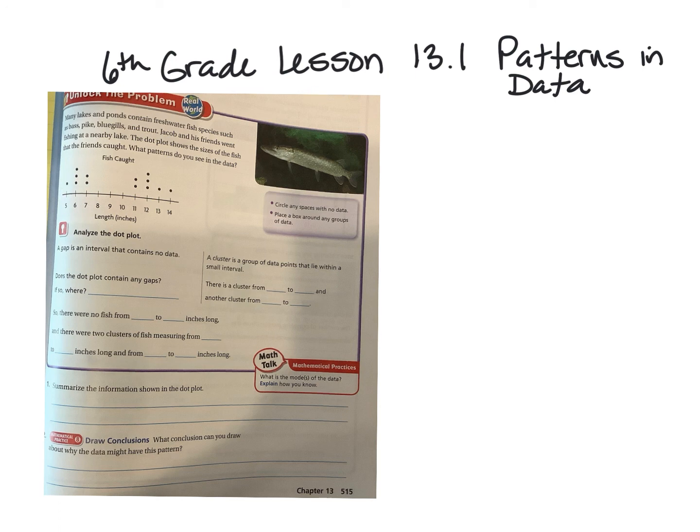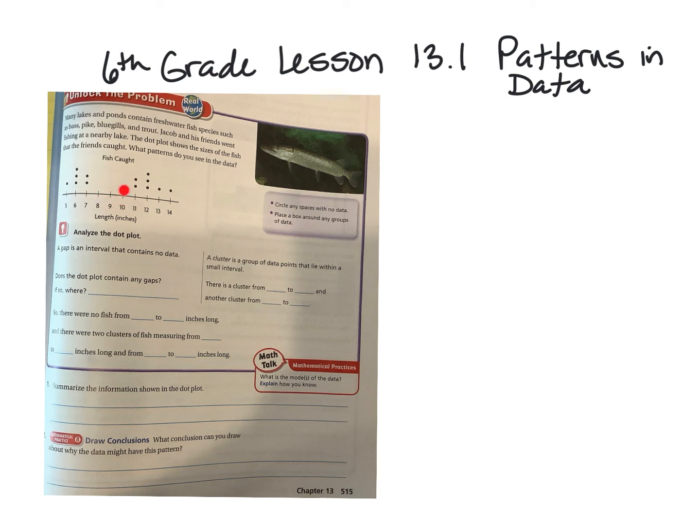So there was one that was 5 inches, 3 fish that were 6 inches, 2 fish that were 7 inches, 2 that were 11, 3 that were 12, 1 that was 13, and 1 that was 14. Catching a total of 13 fish, it looks like. Okay, let's analyze that dot plot. When we talk about a dot plot, it is as simple as that. Each dot represents one of the pieces of data that was gathered, in this case, the fish that were caught.